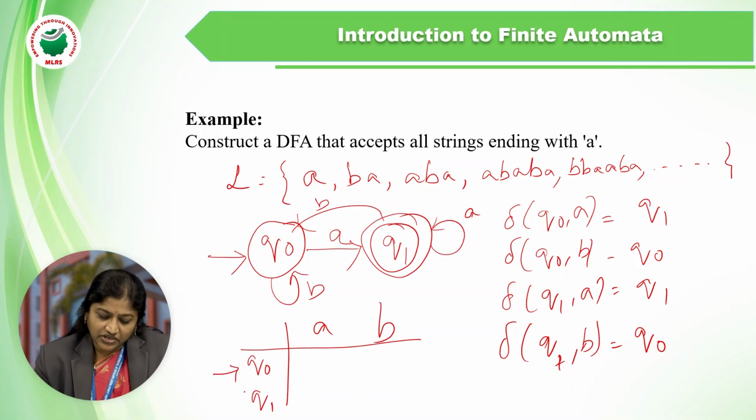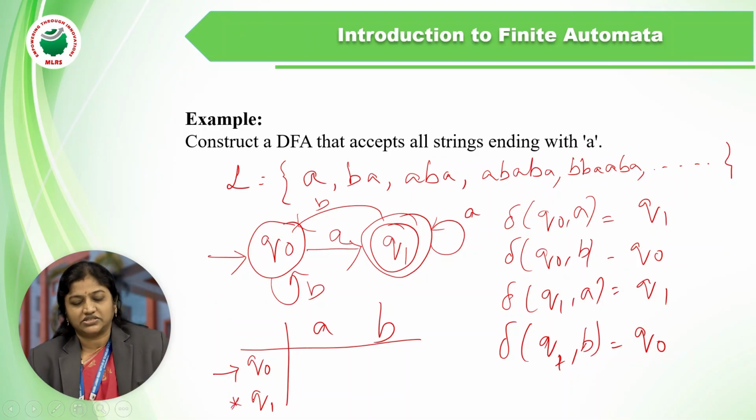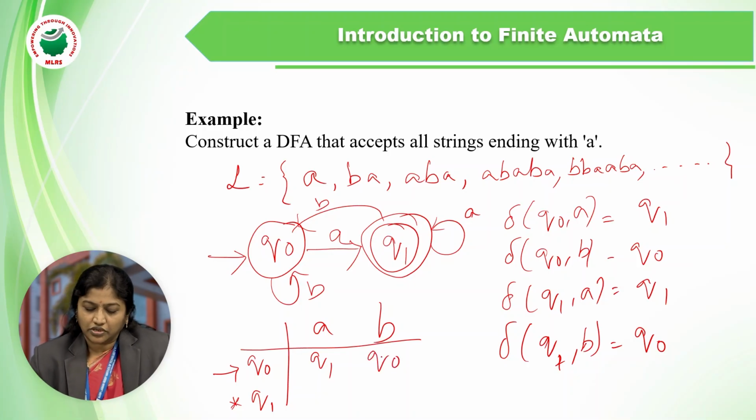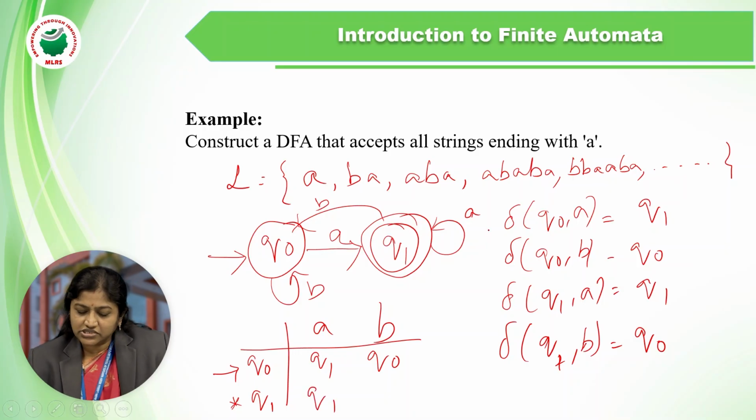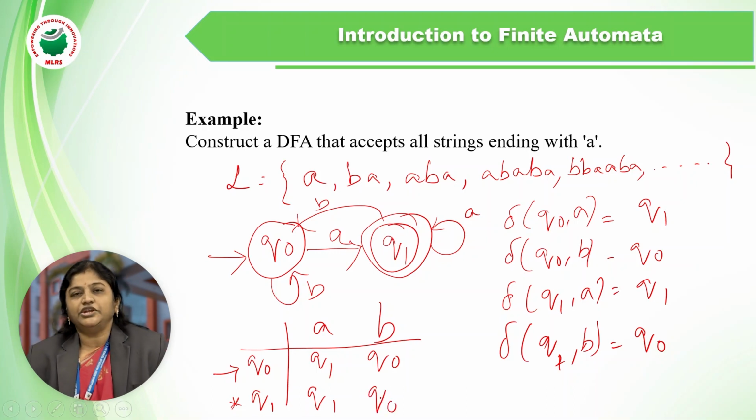Q0, and which is the final state? We need to represent it like this in the table. Q0 on A is what? Q1. Q0 on B is what? Q0. Q1 on A is what? Q1. Q1 on B is Q0. Okay, so this is how we need to write the transition table.